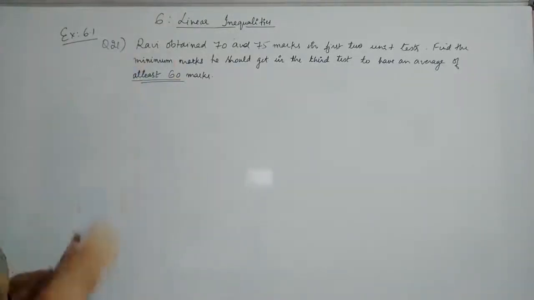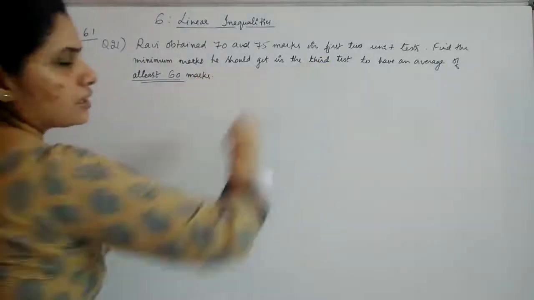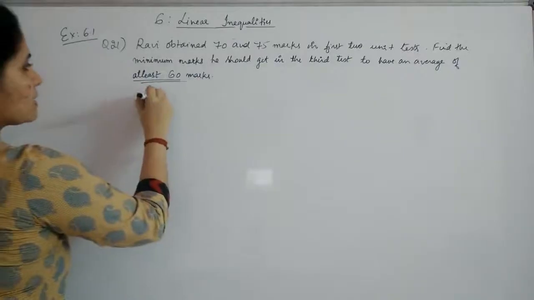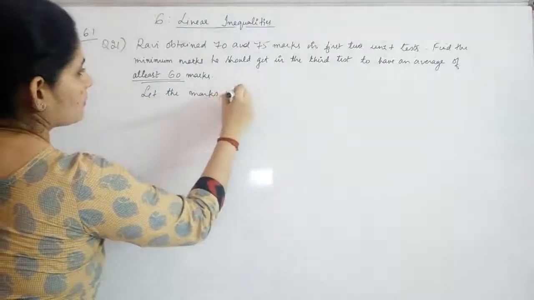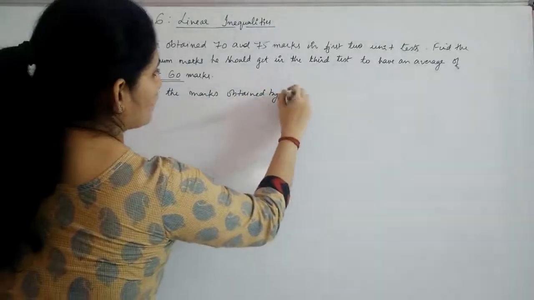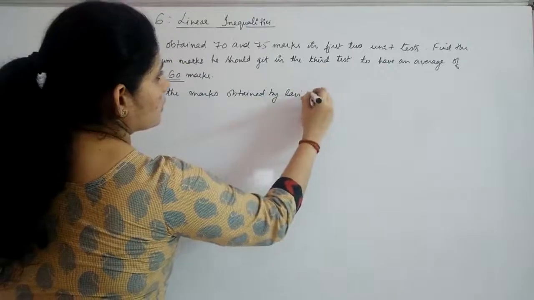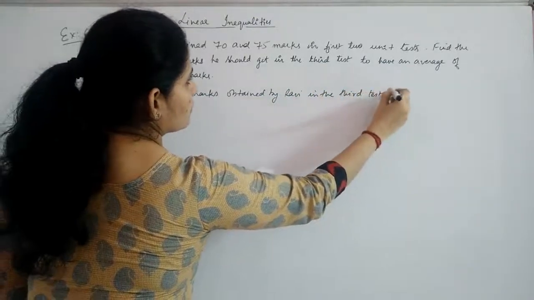Now we have to take the mark of the third test to be x. So let the marks obtained by Ravi in the third test be x.